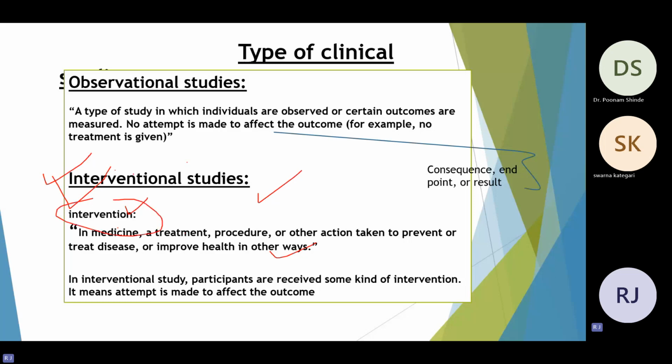Now apart from interventional studies, we have other studies. What are those studies? Those studies are observational studies. In interventional studies, we are giving a drug, right? We are trying to change the natural course of a disease, right? But in an observational study, we do not do that. We simply observe.